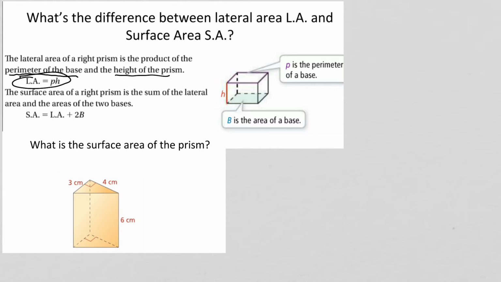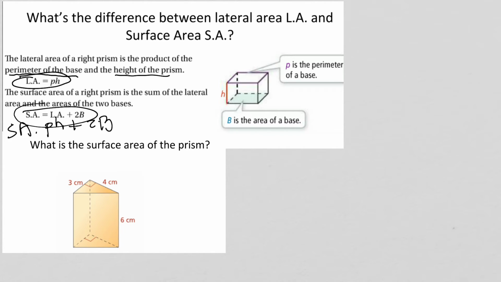The surface area of a prism is the sum of the lateral area from above, PH, plus we have to find the area of the bases, and you have two bases, so you're going to double that. That's going to give me the total surface area for a prism. There is a piece of paper that I had to print out. This is where I would put both of those two things, lateral and surface area, on that piece of paper.